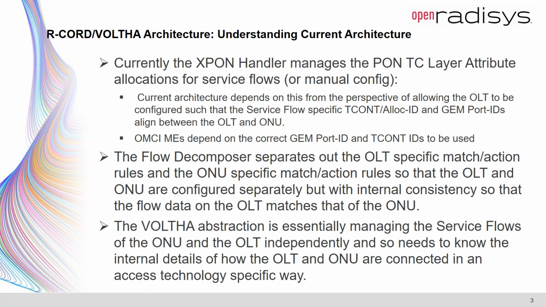Right. And so the Volta abstraction is managing the service flows for the ONU and the OLT independently. It forces the core to know the internal details of how the OLT and the ONU are connected, in an access technology specific way, because I'm configuring the ONU independently and the OLT independently. But on the PON, they have to match up. There has to be an alignment between the fundamental TC layer attributes that are used for every service.